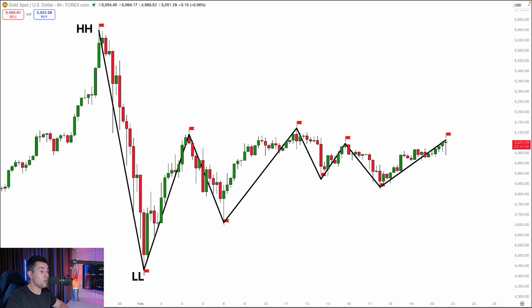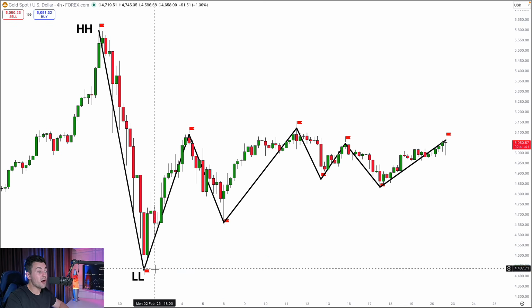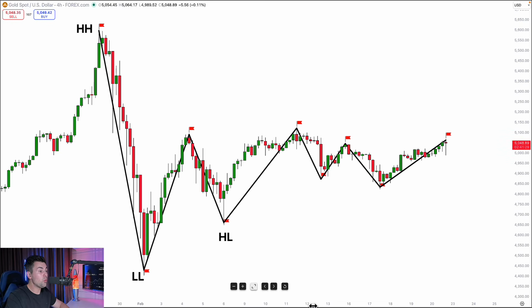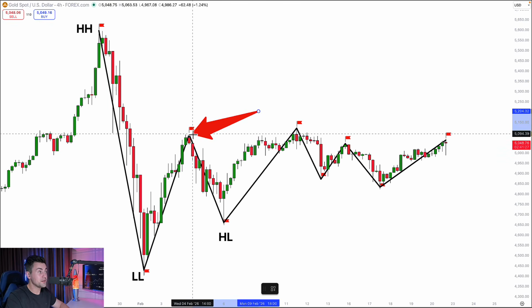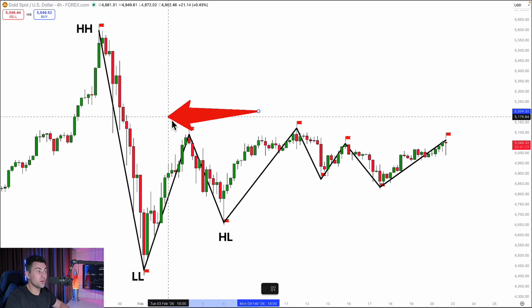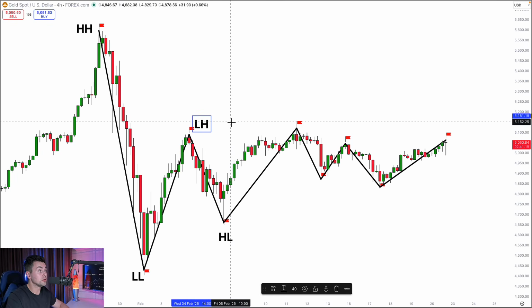For example, our second low is here and this low is higher than our initial low. So it will be a higher low. And our second high is here and this second high is lower than our first high. So it will be a lower high.